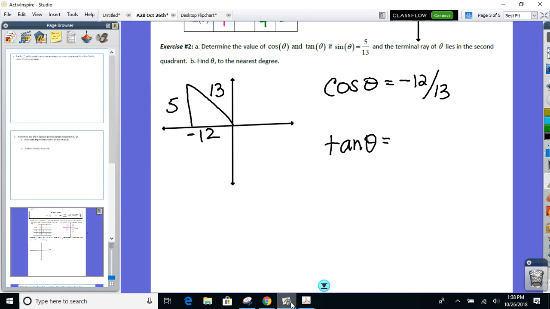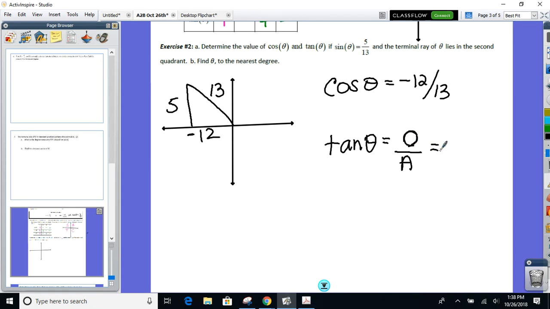We could do that. I'm trying to avoid that now because I don't want a fraction over a fraction. Adjacent over hypotenuse. Calm down. You're getting rattled now, Ian. Deep breath. Opposite over adjacent. Good man. I know you had it in you.